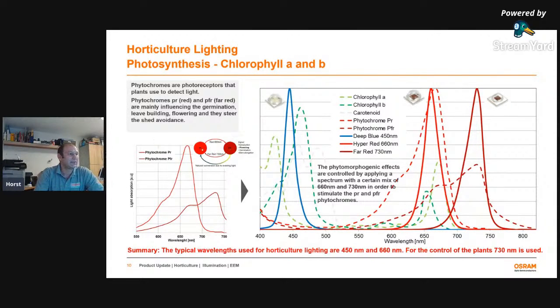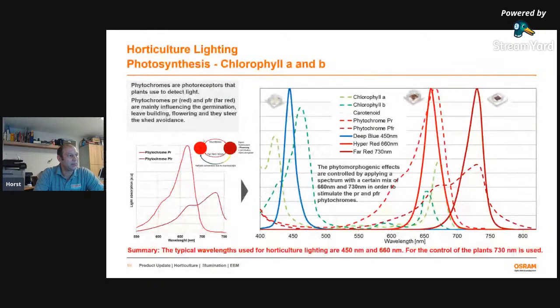On the other side, there are the phytochrome receptors and the phytochrome protein in the plant. The phytochrome red is mainly generated during the daytime, and it will reconvert overnight by a natural process.